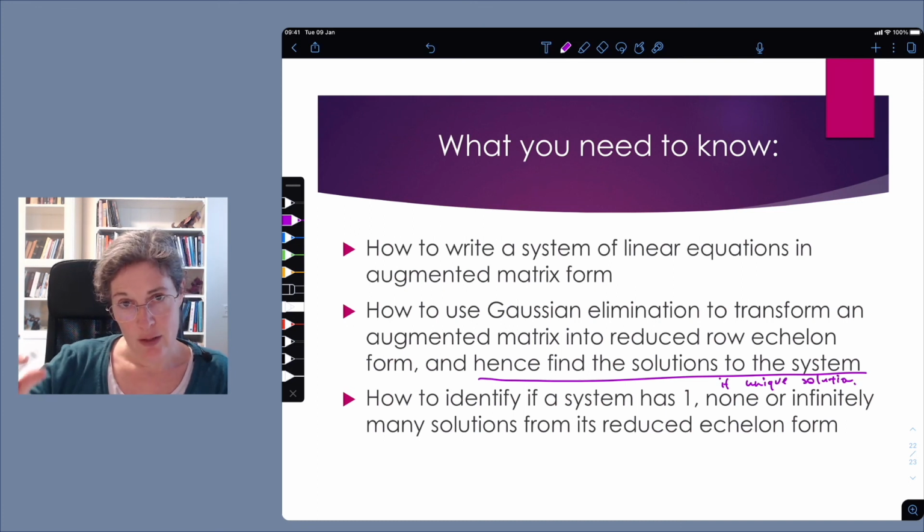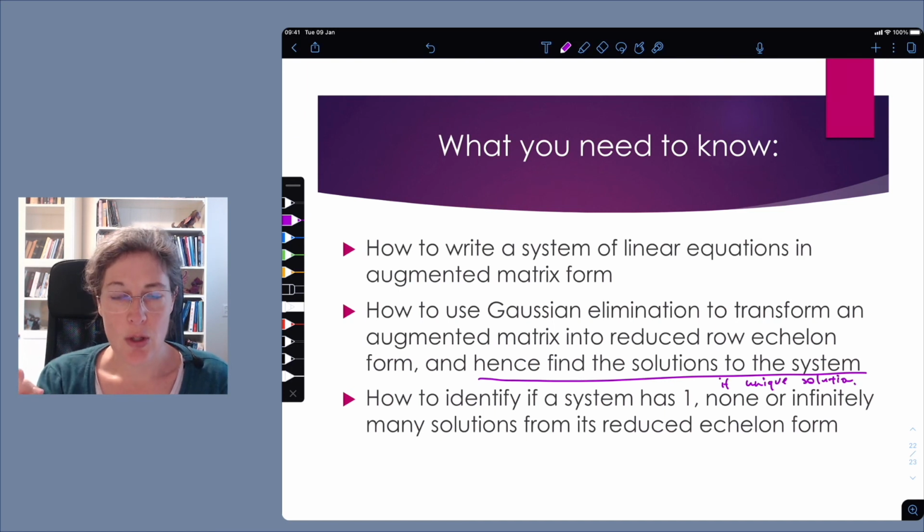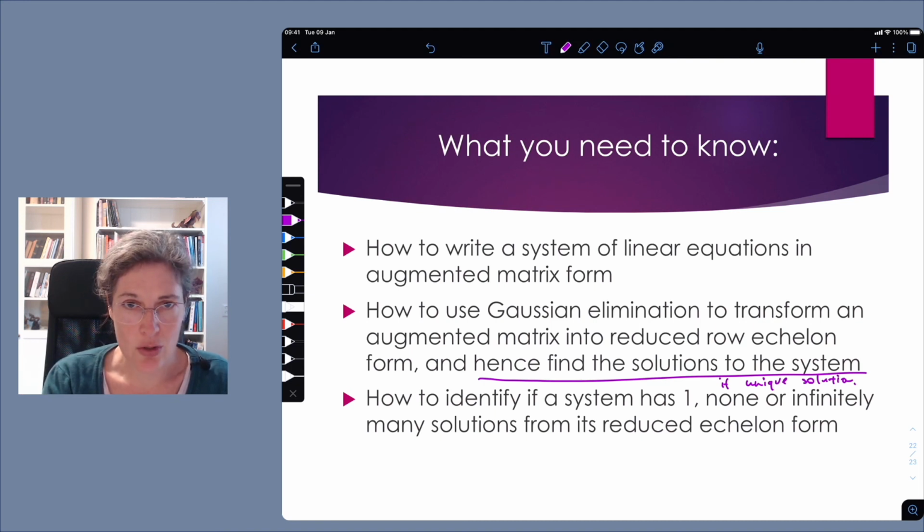And the other thing, kind of going in the opposite direction, that I need you to do is if I show you a matrix in reduced row echelon form, you need to be able to say, oh, okay, I can see it's got no solutions or one solution or infinitely many. Okay. All right, so we've done quite a lot.